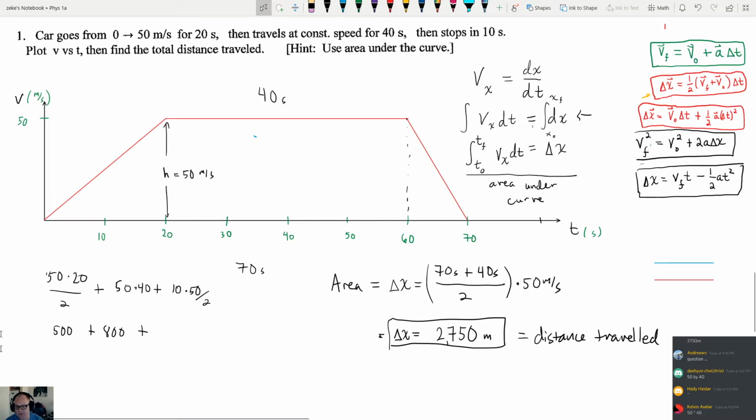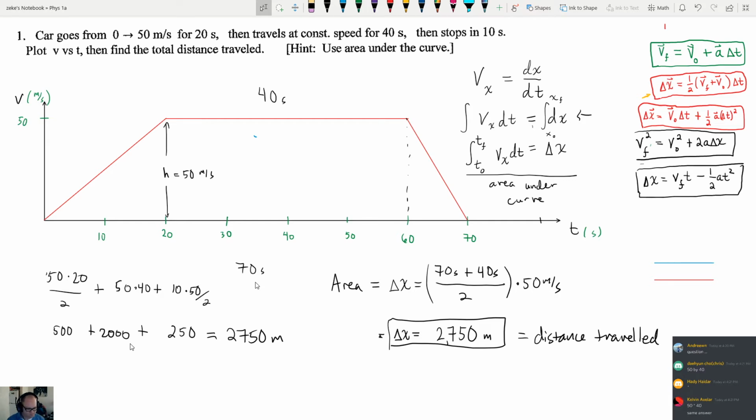So 50 times 40 is going to be 2,000. And then 10 times 50 is 500 over 2, which is 250. And yeah, that gives you the same answer, right? So maybe one of the numbers you did here was wrong or something, Andrew, but does that make sense? Math was wrong. Okay. Cool.